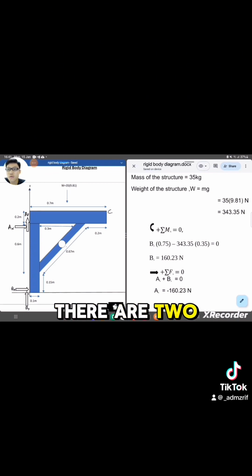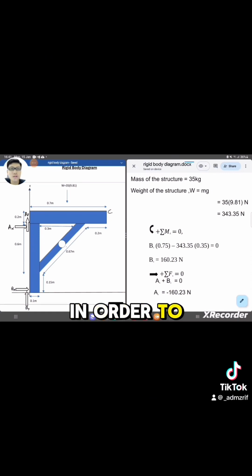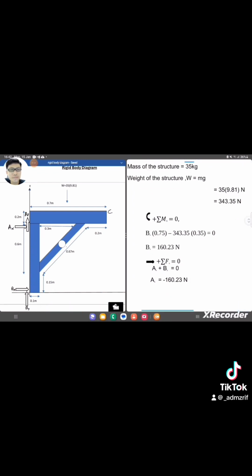At point A there are two forces, AX and AY. AX is the horizontal force and AY is the vertical force. Point B is the same as point A. In order to change the mass into weight, we use W equals M times G, which is mass times gravity, and get this answer.